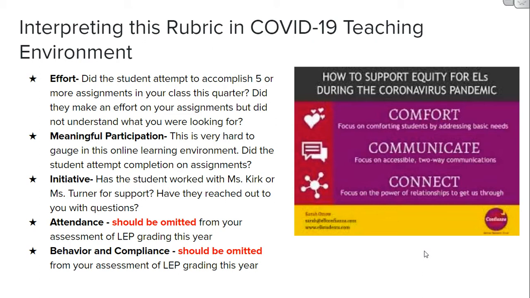Now, I have this graphic over here on the side about equity for ELs during a coronavirus pandemic, because obviously right now those students are not receiving the in-person modeling, physical gestures, classroom activities, and group activities that they would need to really understand material and also to feel safe during this time. So what you should be focusing on going into second quarter is finding a way that works for you and for your EL emergent student to communicate. And I'm going to give you guys some tips on how to do that.